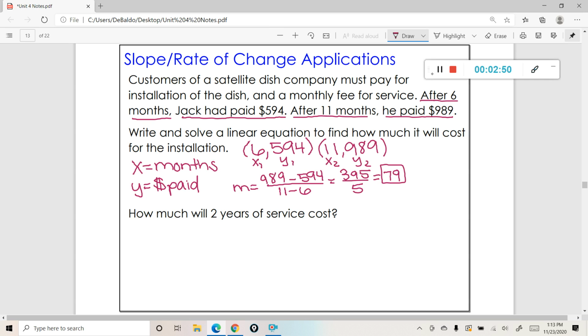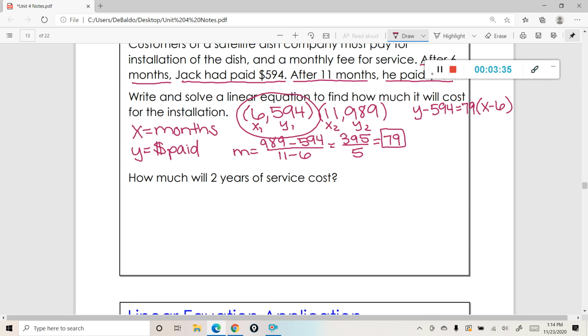Now we have to think about, how have we been constructing an equation of a line given 2 points? Well, there's 2 ways we could go. We could pop this into our slope-intercept form, or we could pop this into our point-slope form, and then simplify it down to slope-intercept. Since we have 2 points and a slope, let's put it into point-slope. I'm going to use this first point over here. Y minus 594 equals my slope, which is 79, times x minus 6. That's point-slope form.